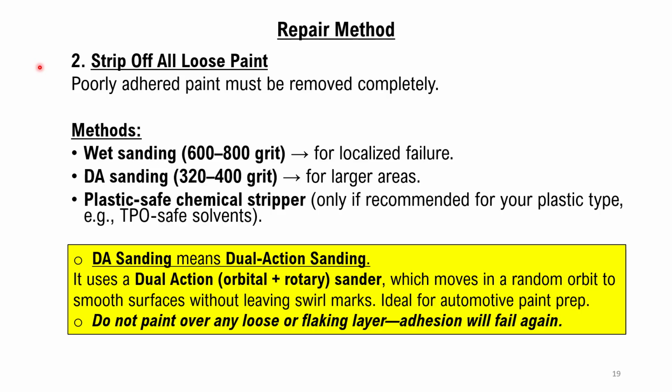Strip off all the loose paint. Poorly adhered paint must be removed completely using the following methods. Number one, wet sanding with 600 to 800 grit for localized failure. Then DA sanding with 320 to 400 grit for larger areas. And plastic-safe chemical stripper only if recommended for your plastic type, that is TPO-safe solvents. Do not paint over any loose or flaking layer. Adhesion will fail again.